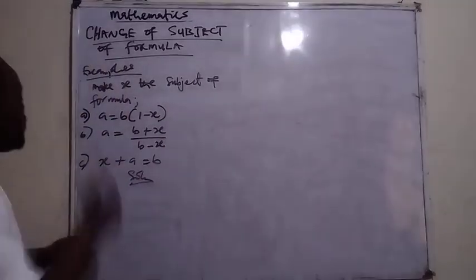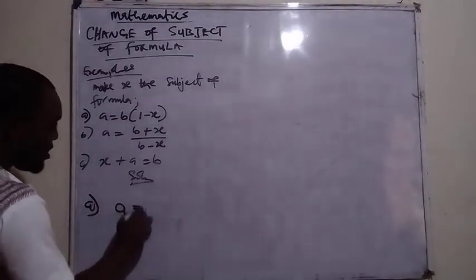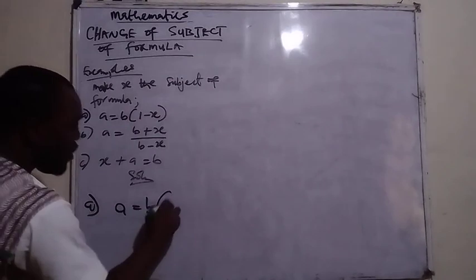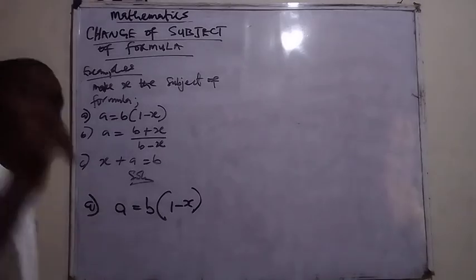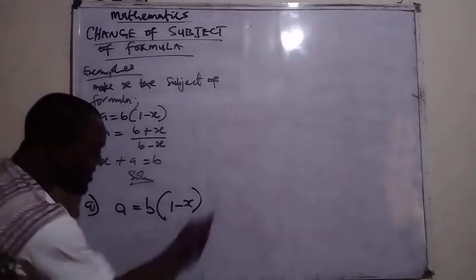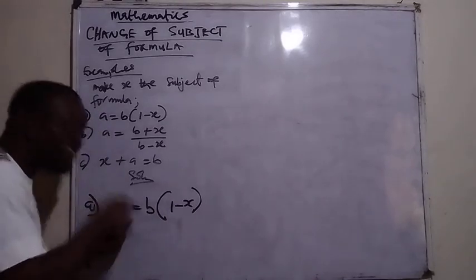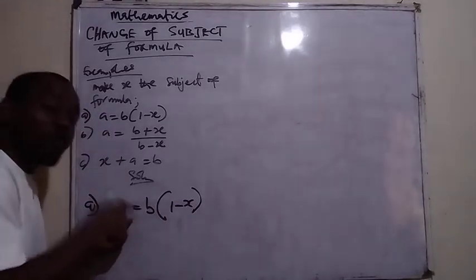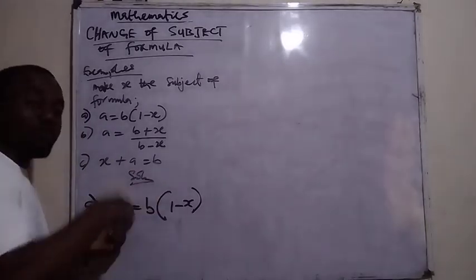Now, look at the first question we have here. The first example is A equal to B into 1 minus X. You see this one, A is equating everything here. This A is the subject of formula in this equation. That is what we are talking about when we say change of subject of formula.